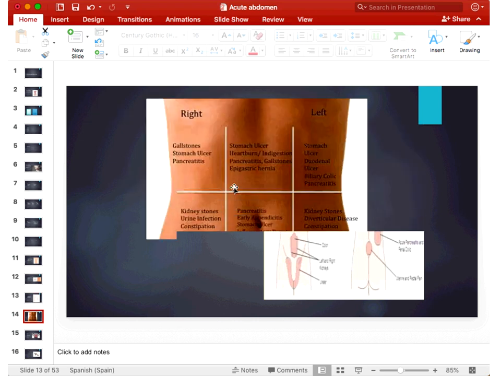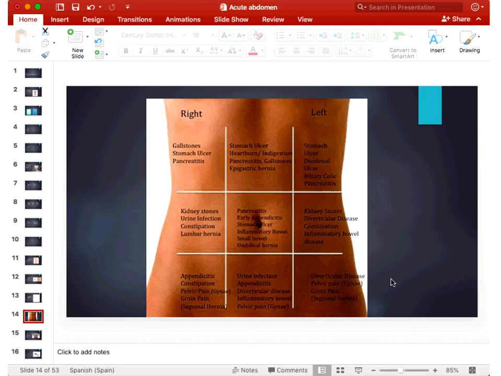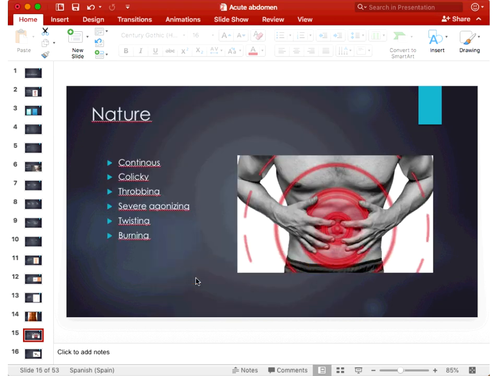And you divide the pain within quadrants just to guide you a little bit on which organ may be involved, but this is not definitive. You also need to dig a little bit more on the history, such as what's the nature of the pain? Is it continuous? Is it colicky? Is it throbbing? Is it severe agonizing, like you feel like you're gonna die? Is it twisting or does it burn? You have to guide the patient to tell you what the nature is.